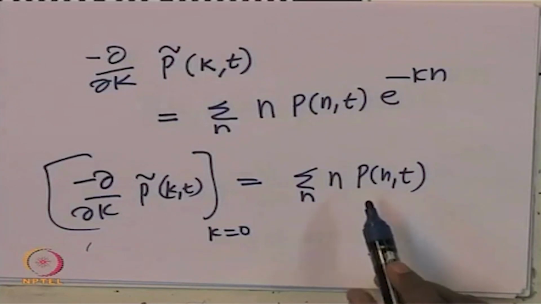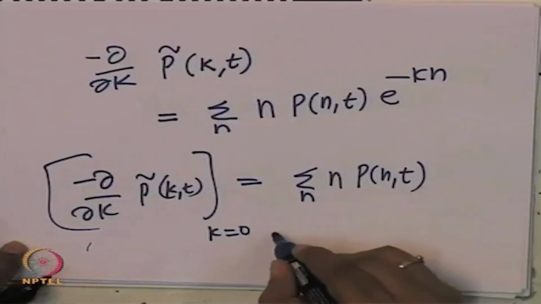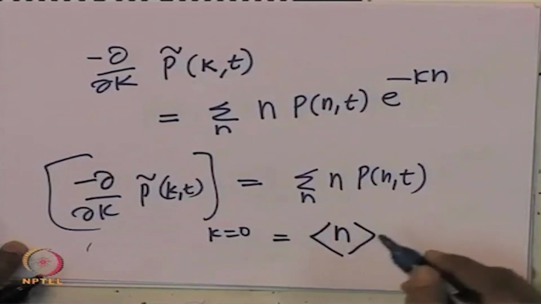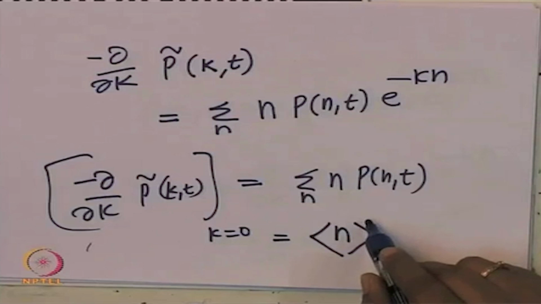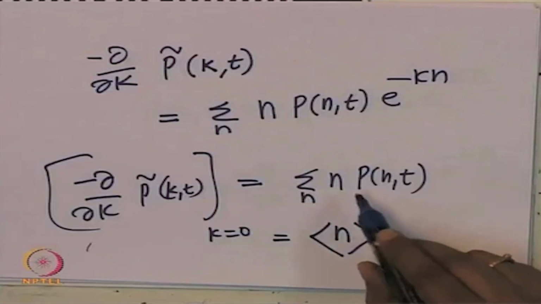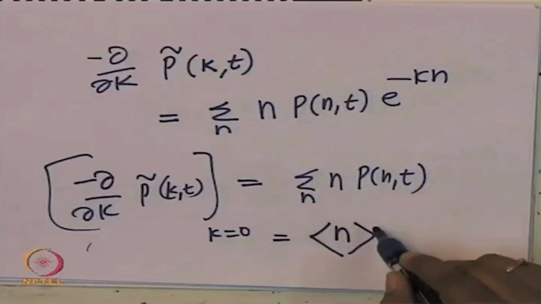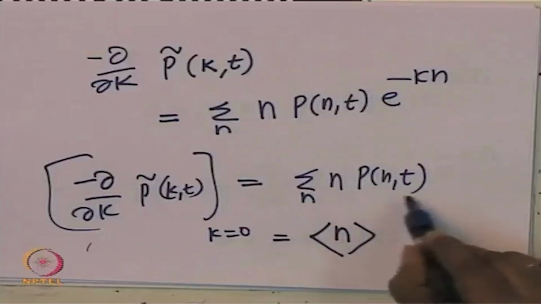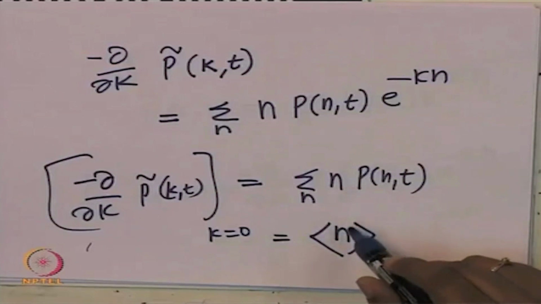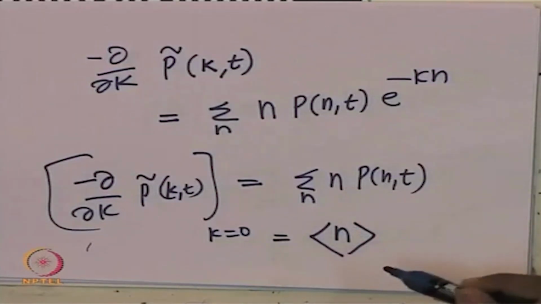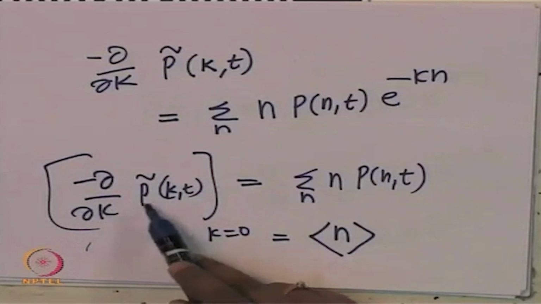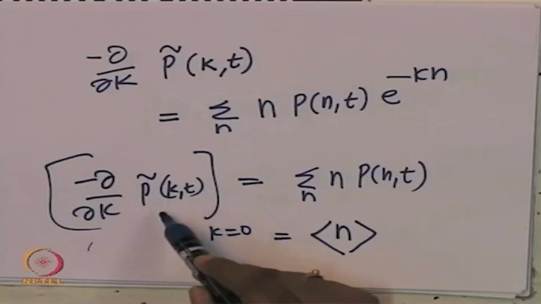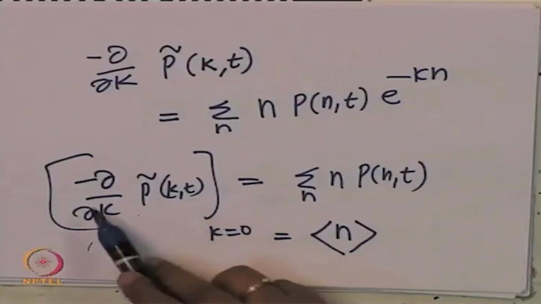We have learned that sum over x of x p x, this is nothing but the average. When we learn probability, we learn that sum over n of n p n is n average, sum over x of x p x is x average, or integral x p x dx is x average. So, this is the definition of average n. The average number of monomers can be easily calculated by finding the derivative of the transformed probability p tilde of k with respect to k.